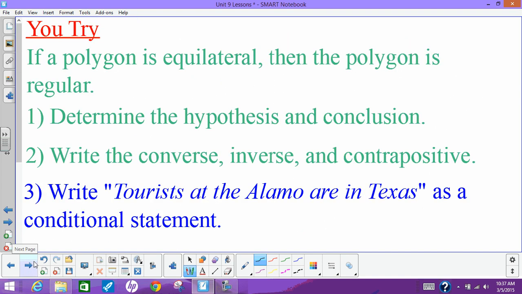So I have a U-try for you. There's three. Starting with the original statement, if a polygon is an equilateral, then the polygon is regular. Determine the hypothesis and conclusion, and then write those three related conditionals. And last, I want you to write that statement that's not in if-then form but is a conditional statement. I want you to write that in if-then form as a conditional.